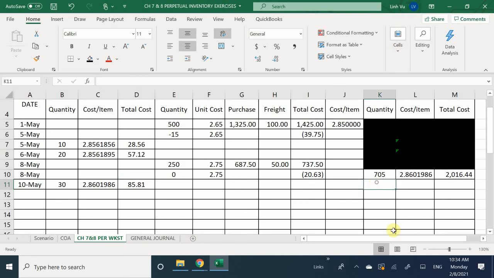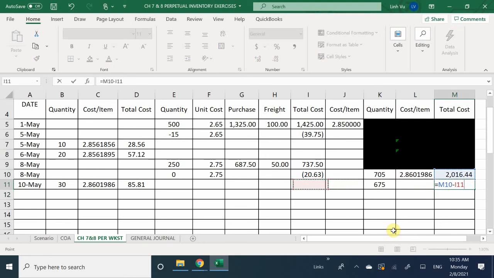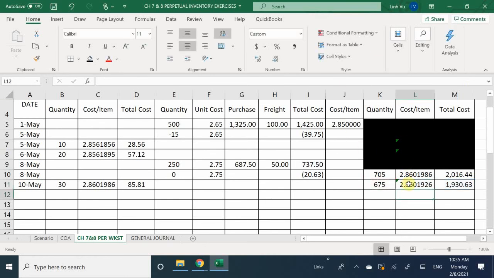So let's go ahead and update our inventory. So what's my new quantity? 675. And what is my new total cost? 1930.63. And again, last but not least, what is my new average cost per item? 2.86019. Perfect. So this one changed not that much. Okay. So again, I'm going to eliminate that. And now I know that my cost of goods sold is for $85.81.